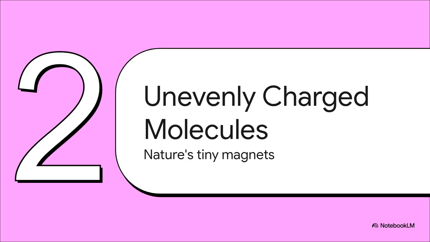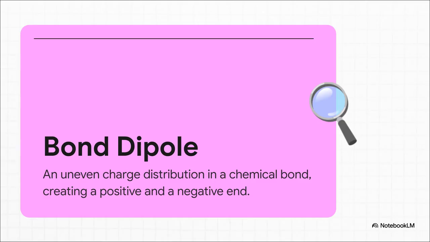Right. Section 2, unevenly charged molecules. You can kind of think of these as nature's own tiny magnets. This brings us to a really important concept, the bond dipole. Now, you know that atoms inside a molecule are held together because they share electrons. But what happens if that sharing isn't exactly equal? If one atom is a little greedier and pulls those electrons closer, it creates a slightly negative end and a slightly positive end. That separation of charge is a bond dipole.